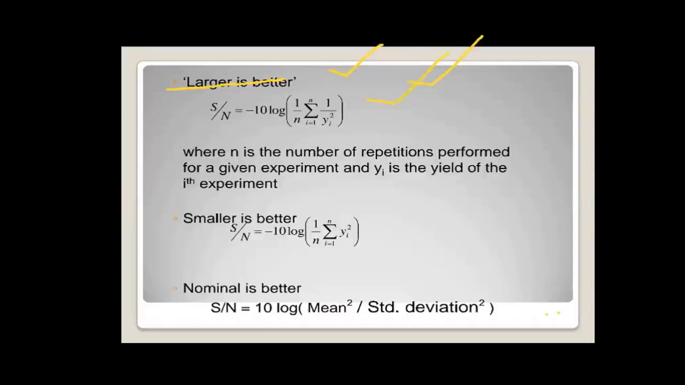Now, second is smaller is better. Now, suppose surface roughness is my output. In that case, smaller is better will be my choice. Suppose my output is deviation, deviation from the mean value. How much deviation is there? In that case, smaller is better will be my selection of the output. Suppose my output is amount of error in a particular process. So smaller is better will be my option.